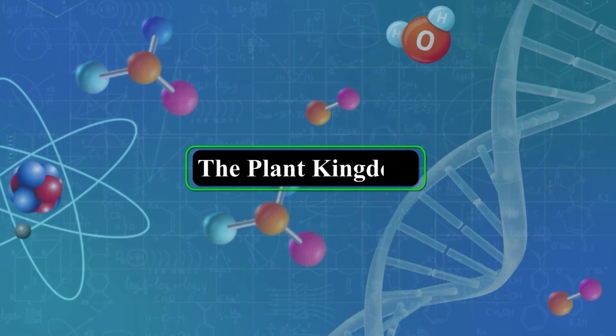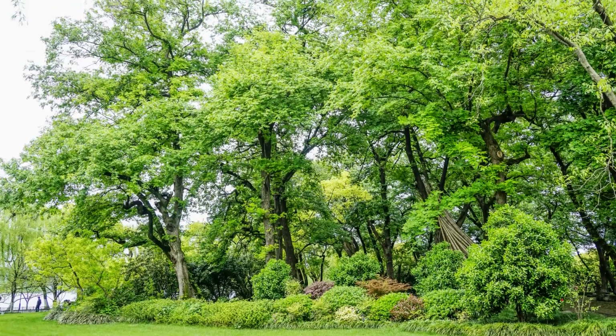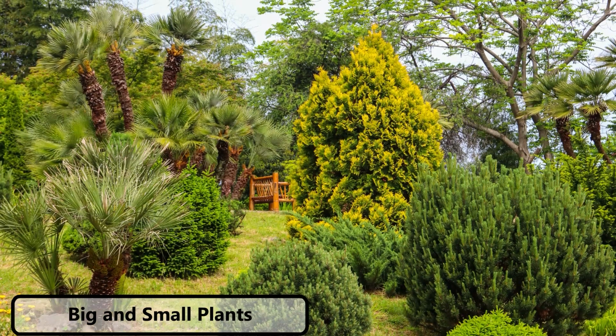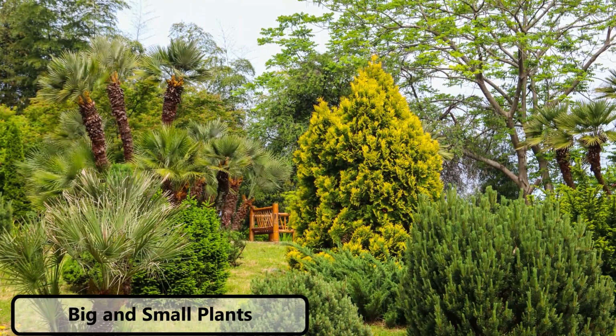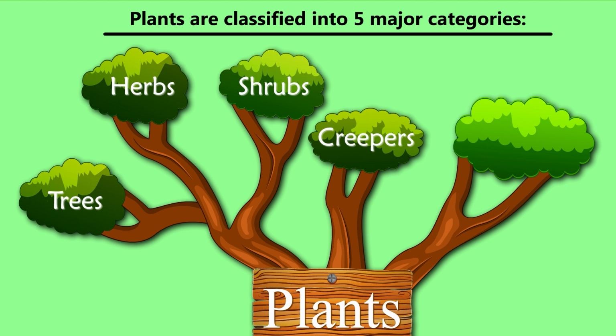The plant kingdom. We see a variety of plants around us. They are of different sizes and shapes. Some plants are big while some are small. Plants are classified into 5 major categories: trees, herbs, shrubs, creepers, and climbers.